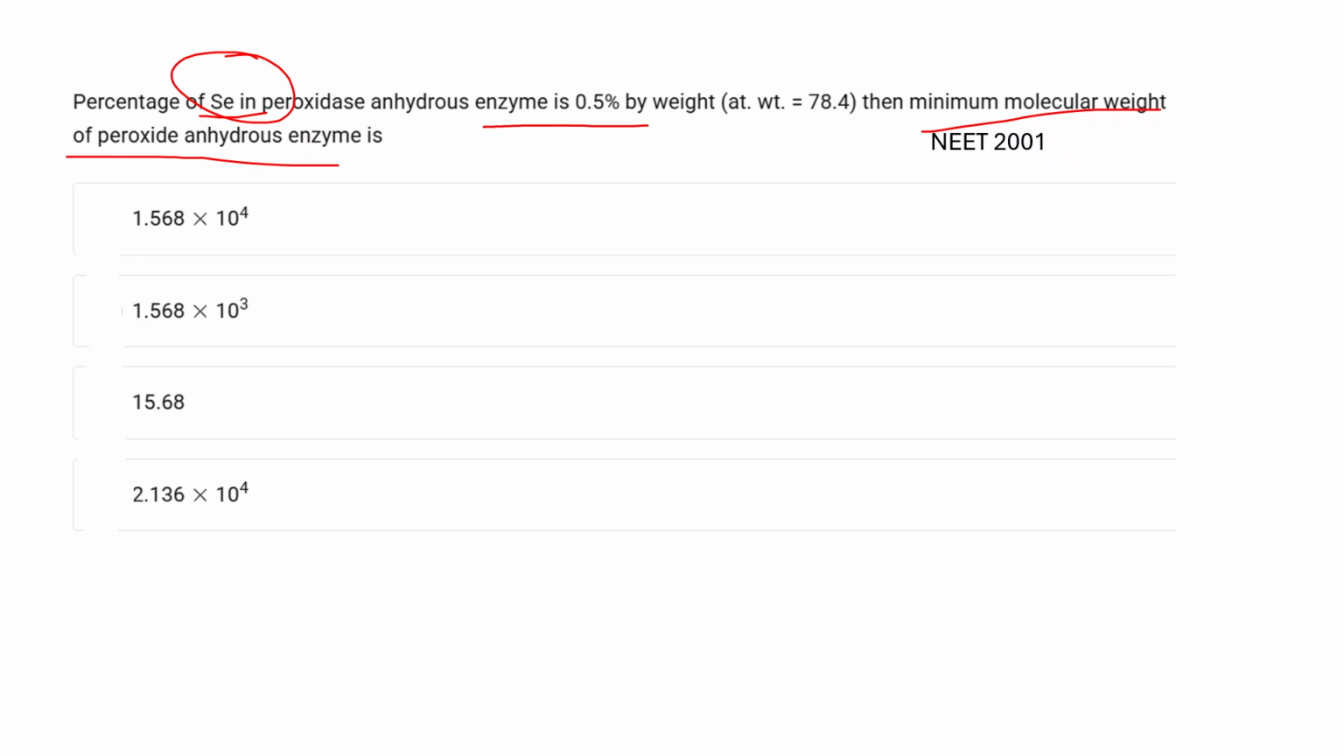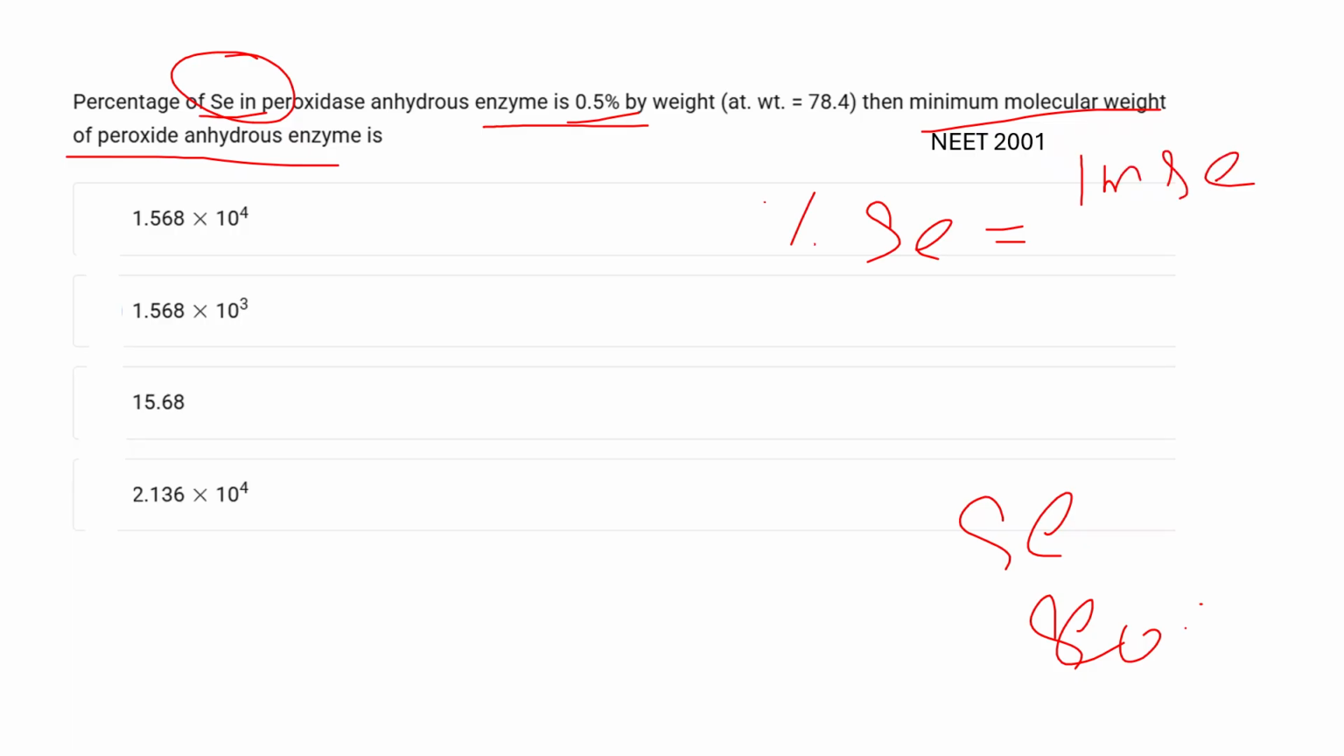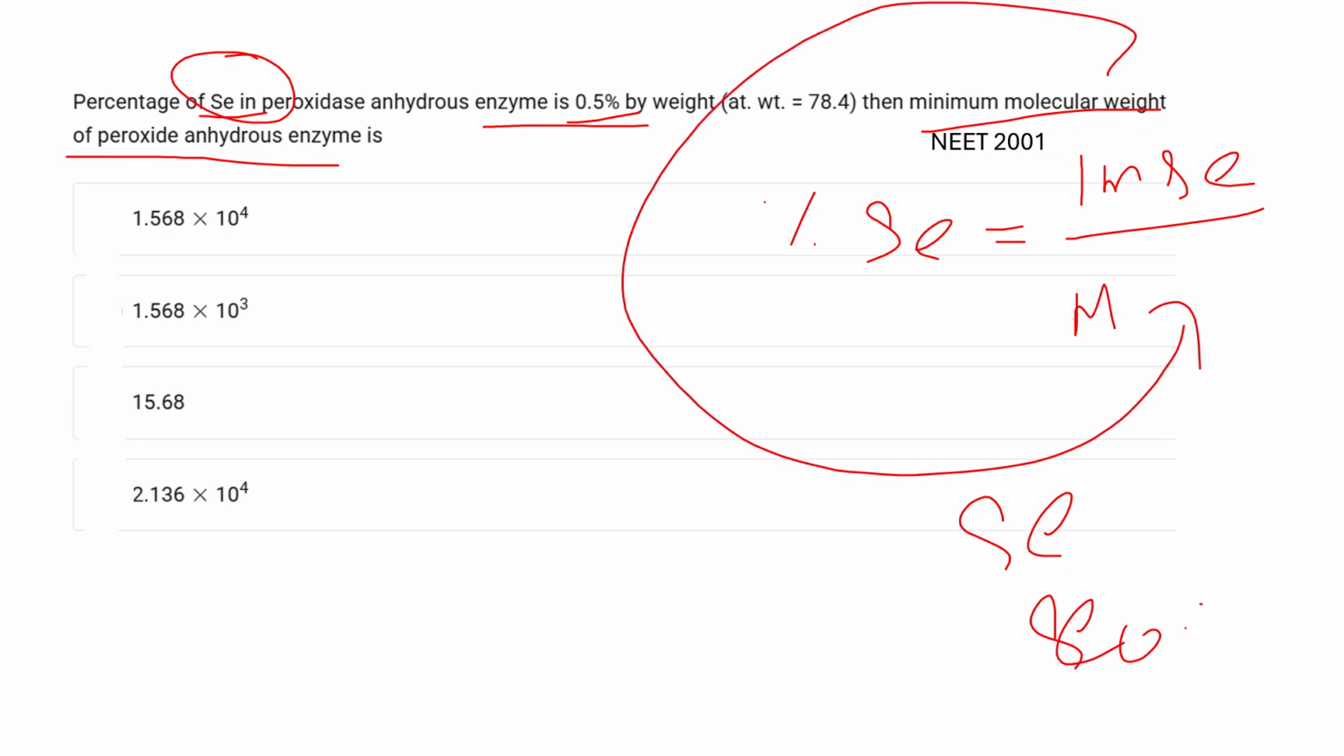Which means the percentage of selenium is 0.5, and selenium is at least present as only one atom. At least it will be present as one selenium, not 0 point something. It should be present as a selenium atom, at least one. So one atom means there is 1 mole of selenium. So 1 mole of selenium in this enzyme, divided by the minimum molecular weight, multiplied by 100.